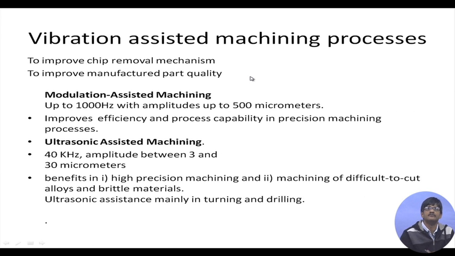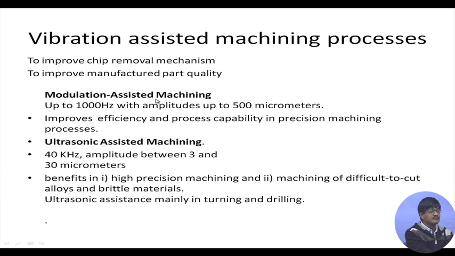So, let us quickly go through some of the other processes which exist as either hybrid processes or vibration or ultrasonic assisted machining processes or associated processes. In order to make chip removal easier, and in order to improve the quality of manufactured parts, we have basically 2 methods in which the use of vibration as an assistance is used.